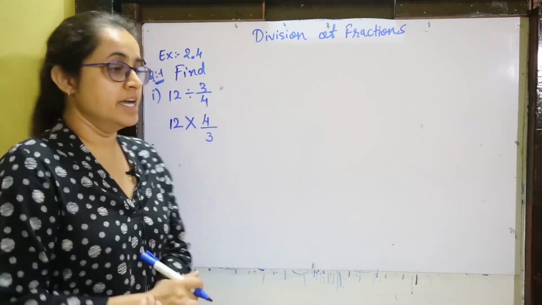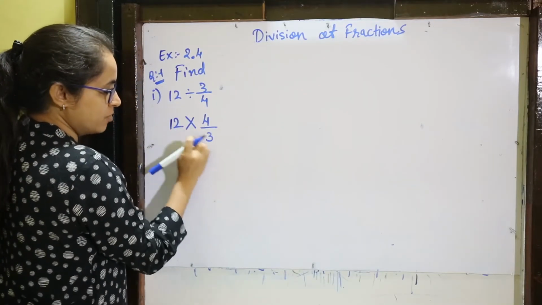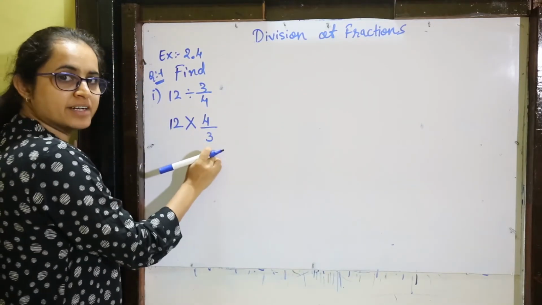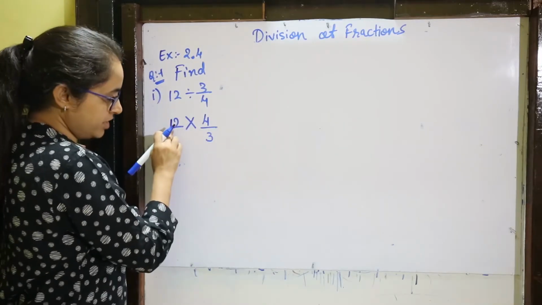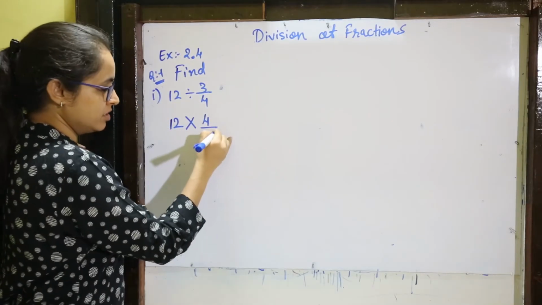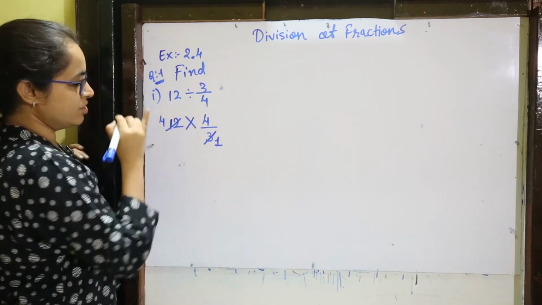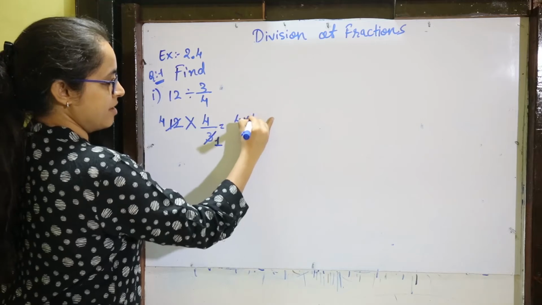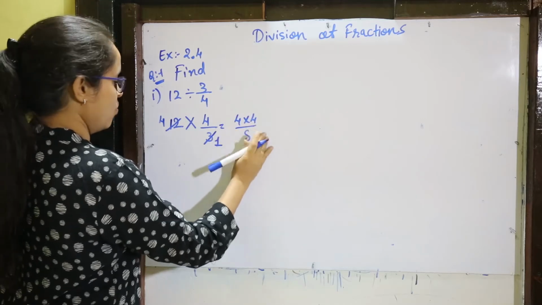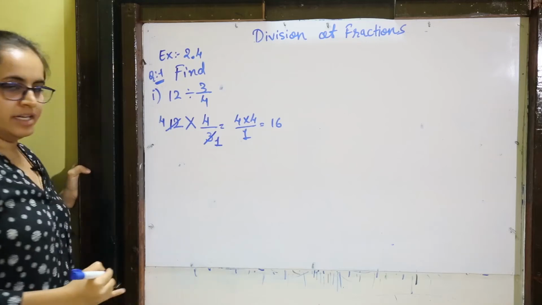સિમ્પ્લિફાય ઇફ નીડેડ. તો સિમ્પ્લિફાય કરવા માટે આપણે શું કરવાનું? ડિનોમિનેટર અને ન્યુમરેટરની વચ્ચે જો કોઈ કોમન ફેક્ટર હોય તો આપણે કટ કરવાનું. સો દેર ઇઝ અ કોમન ફેક્ટર બિટવીન 12 એન્ડ 3. 3 1s are 3, 3 4s are 12. So here now 4 multiplied by 4 upon 1. So the answer is 16.